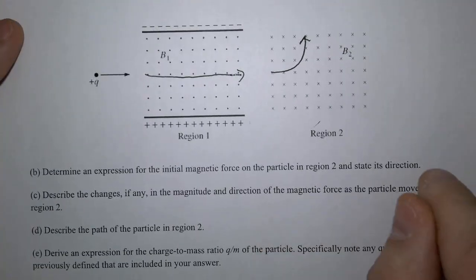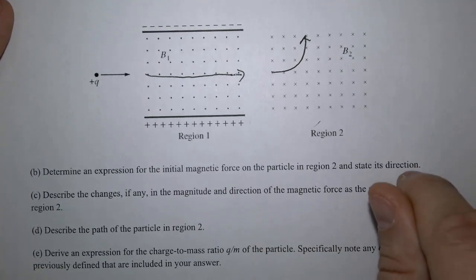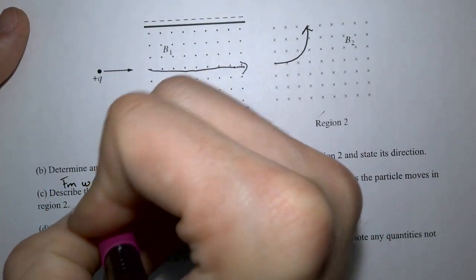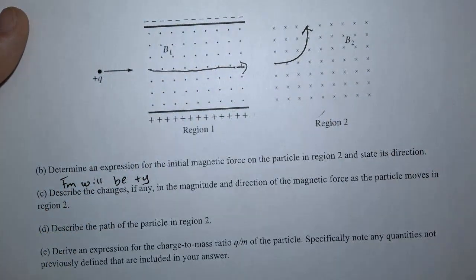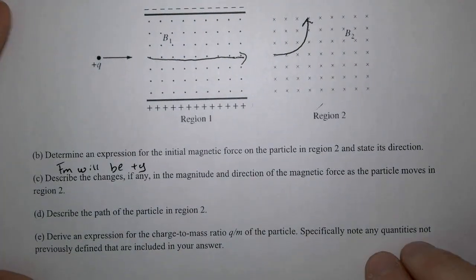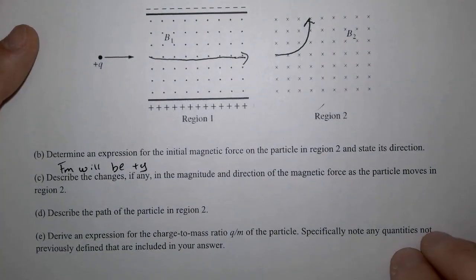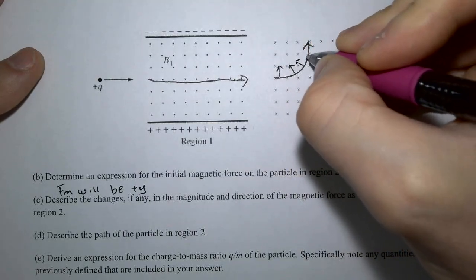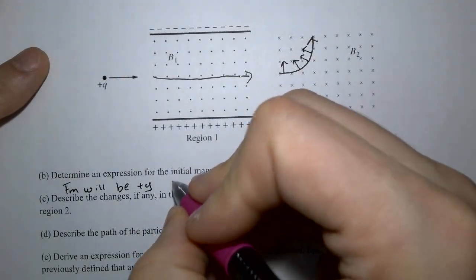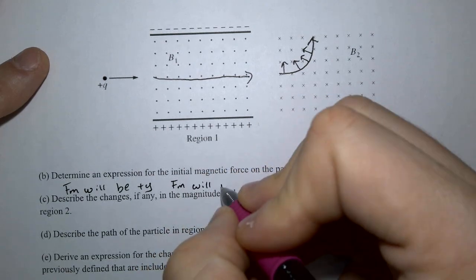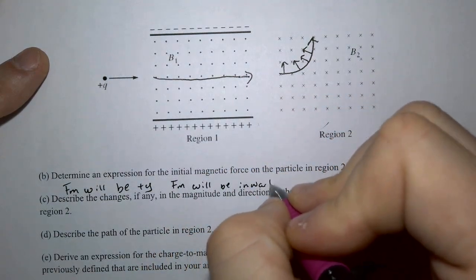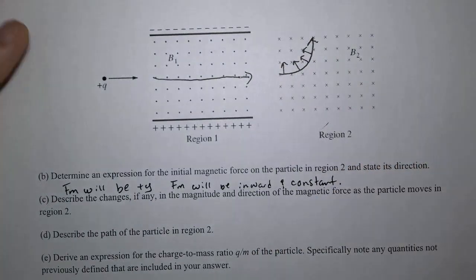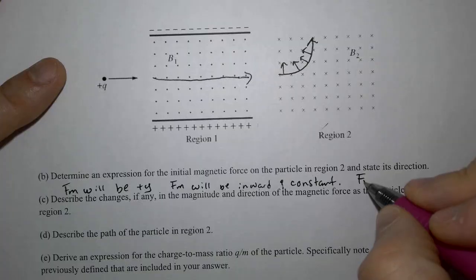We've already stated its direction. Its direction is going to be up in a circular path, okay? So the force magnetic will be in the positive y direction originally, and then it is going to change and be inward. So it's up here, it's going to be inward the entire time, and it will be constant. Okay, force magnetic will be inward and constant.